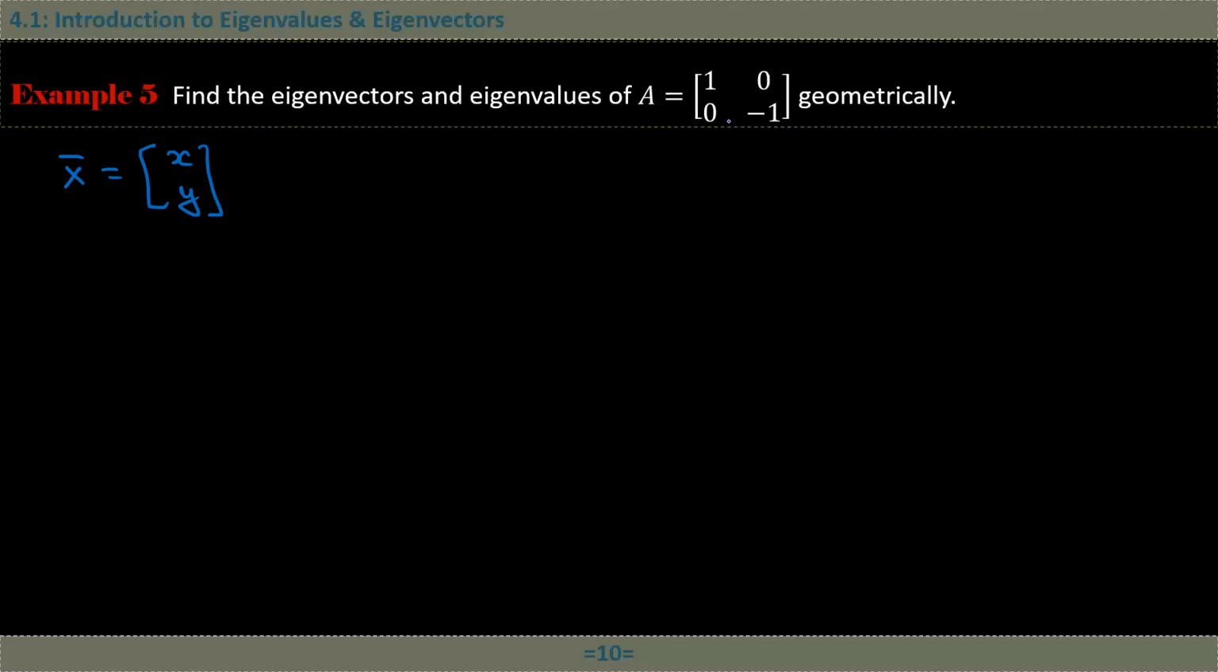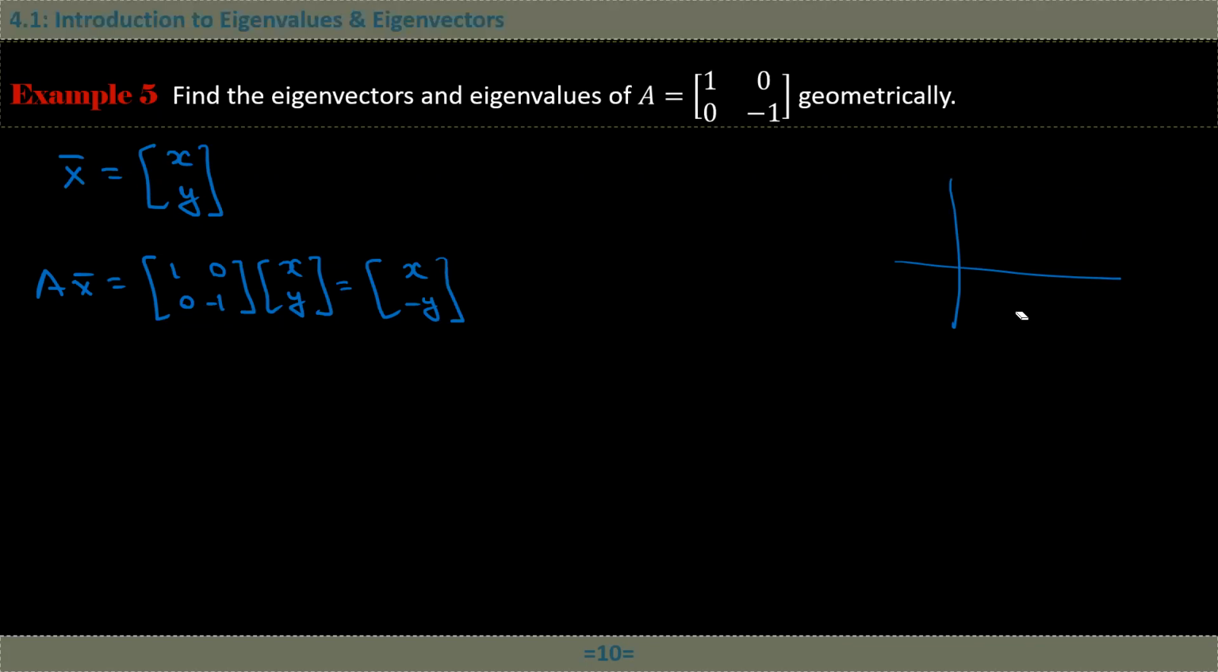So what is this? If you remember this one, here we have Ax, right? That is [1, 0; 0, -1], and here we have x and y. So if you just calculate this, here we have x and 0x, -y, so x and -y. Right? If you remember, what does this transformation do? It just reflects a point about the x-axis. So this one is our two-dimensional space.